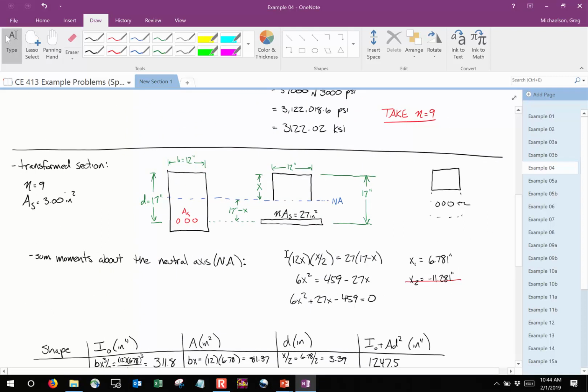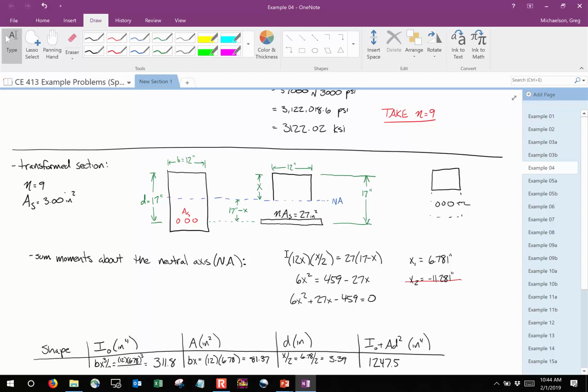No, remember, the neutral axis is where, first off, remember, sigma equals My over I. Y is always measured from the neutral axis. The neutral axis is where there is no bending stress. Remember, this is the cracked section. Everything above the neutral axis is experiencing compression. Everything below is experiencing tension. That's why we neglect all of this concrete. This is where there is zero bending stress. So that's why we're saying that's the centroid of the cracked shape.